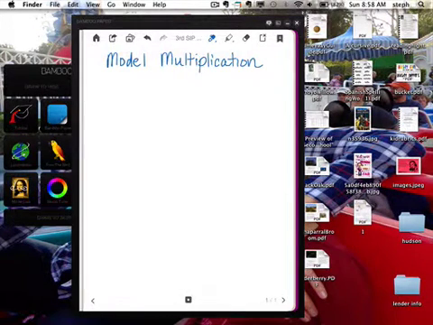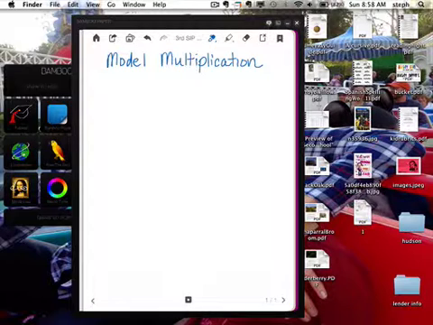Today we will talk about modeling multiplication. So go ahead and write model multiplication on your book. You can always pause your video if you need more time to write. So we'll show you how to do that in class.